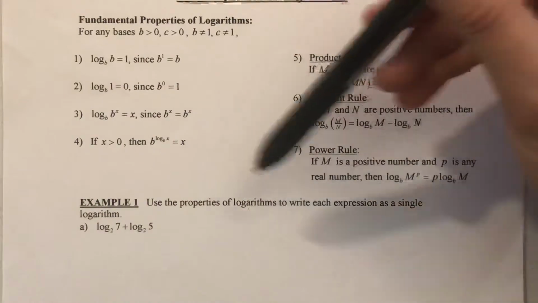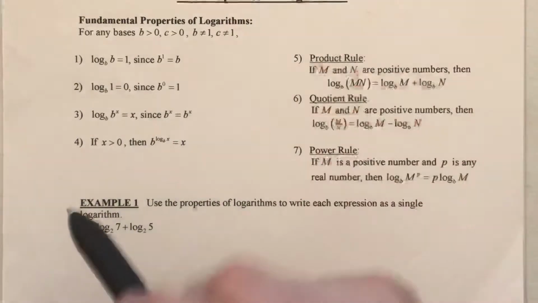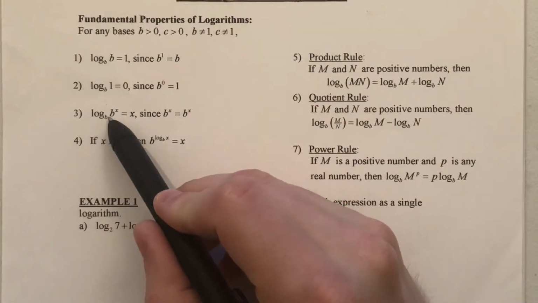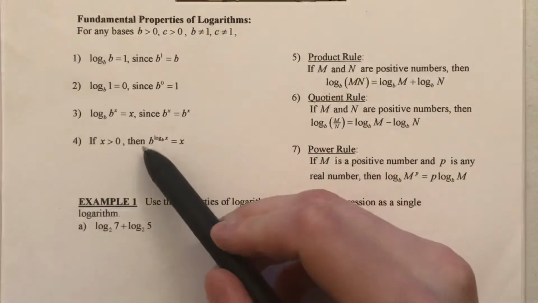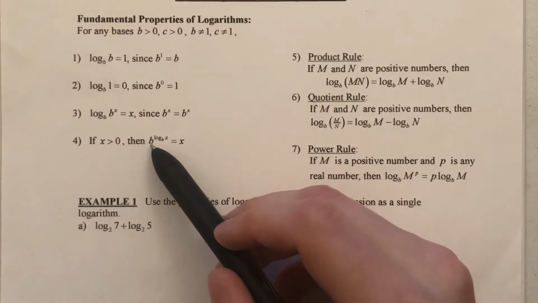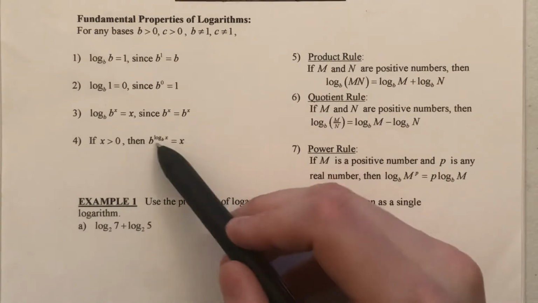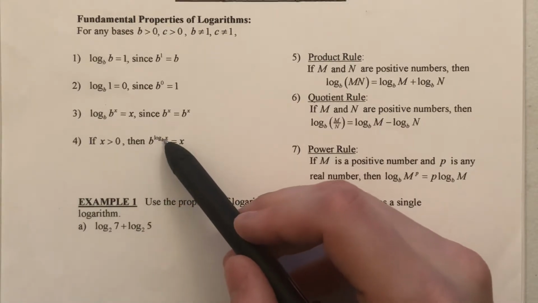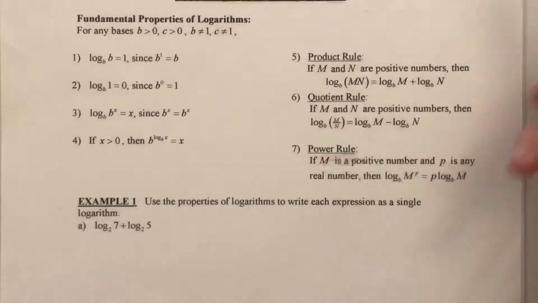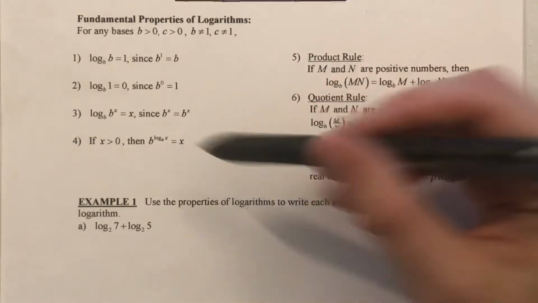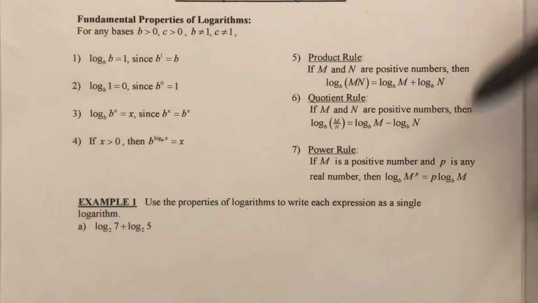The next two we saw last section, a little more involved. When you take a log base b of b to the x, if those bases match, you get your exponent. And then here, if you have a base to a power of a logarithm, but that base matches the base of your logarithm's base, then you'll get just what we call the argument, or the inside. So again, those are from last section as well, 4.2.